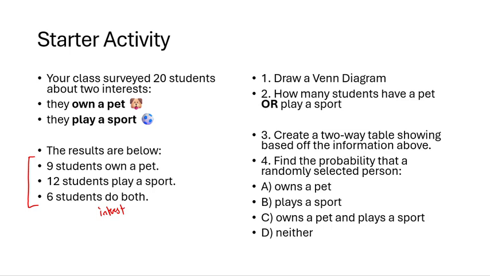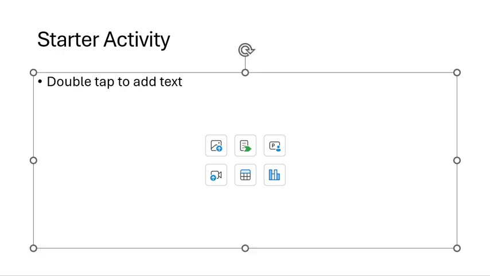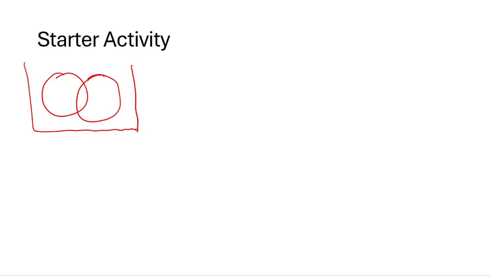So number one, draw a Venn diagram. Let's make sure we do it right. Just remember, start off by drawing your two circles, draw a box around it, and then add in the funny symbol. And that is pretty much how your Venn diagram should always start looking.